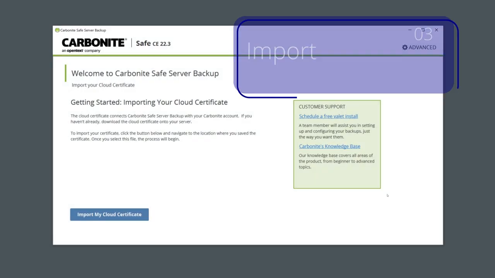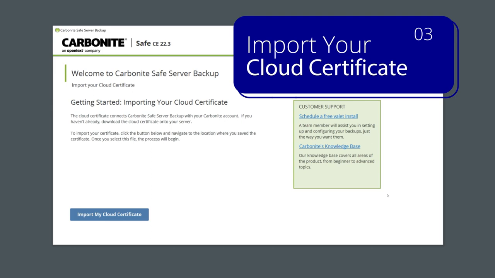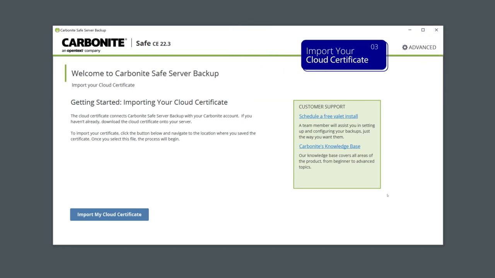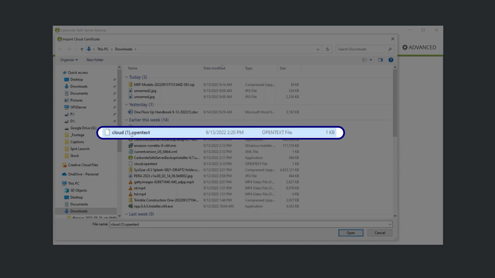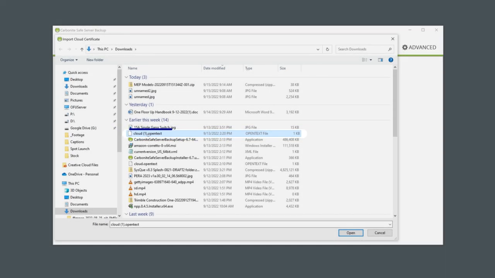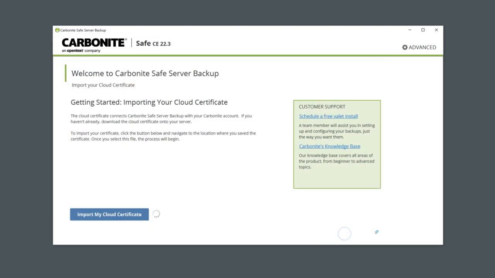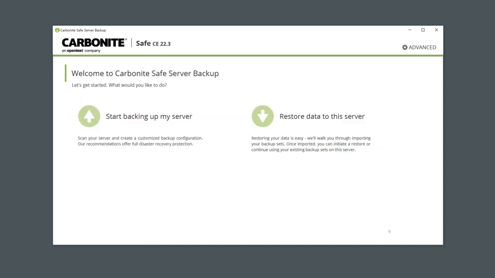When Carbonite Safe Server Backup starts for the first time, you'll have to import the cloud certificate. Remember the file we downloaded earlier? That's the file you'll need to import here. Click Import My Cloud Certificate, locate the cloud certificate, select it, and click Open, and that's it. Carbonite Safe Server Backup is installed.